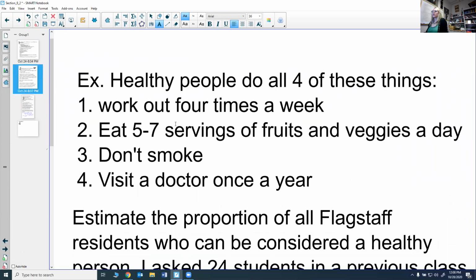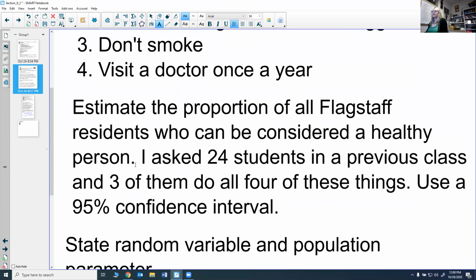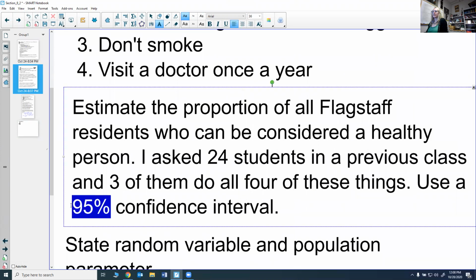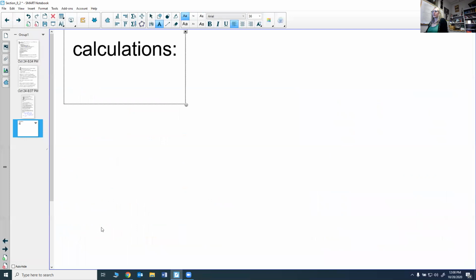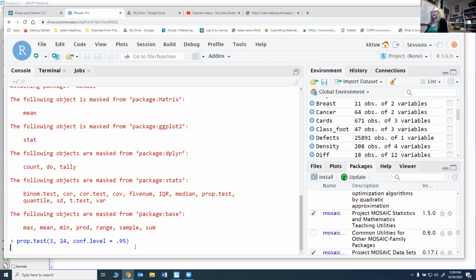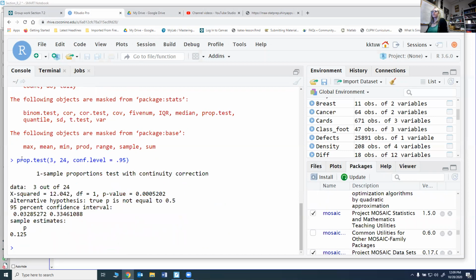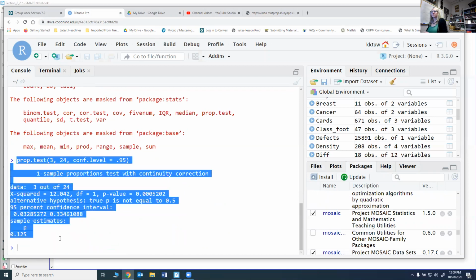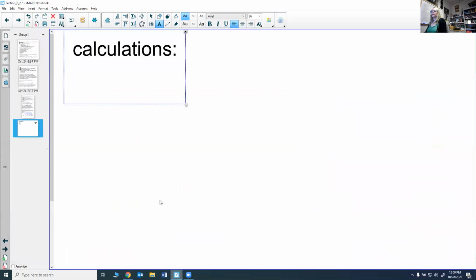I actually didn't give you that percentage. So let's go back and look at the problem. I actually didn't give, oh, I did say 95%. So we do want to have a 95%. So we are going to do our 95% here. Again, R assumes it's 0.95. So if you forget to put that in, it's not a big deal unless you're changing your percentage. So we'll hit enter. There's our calculations.